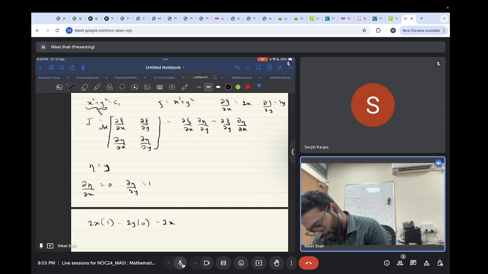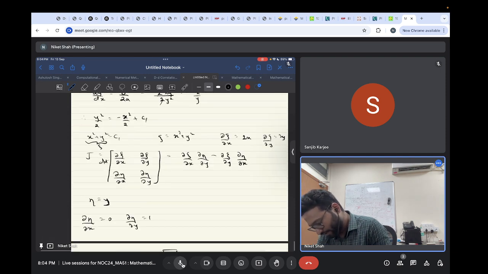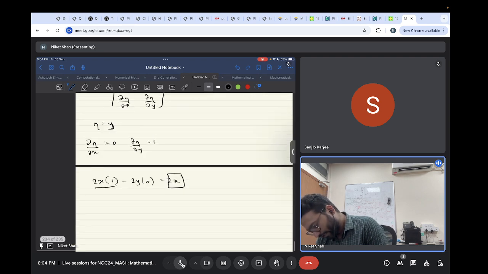Let's check that again. Del ψ by del x... ∂ψ/∂y times ∂η/∂x is 0. So this becomes 0. All I'm left with is 2x. Yes, so this is also a valid function that can be used. So let's write them both down.